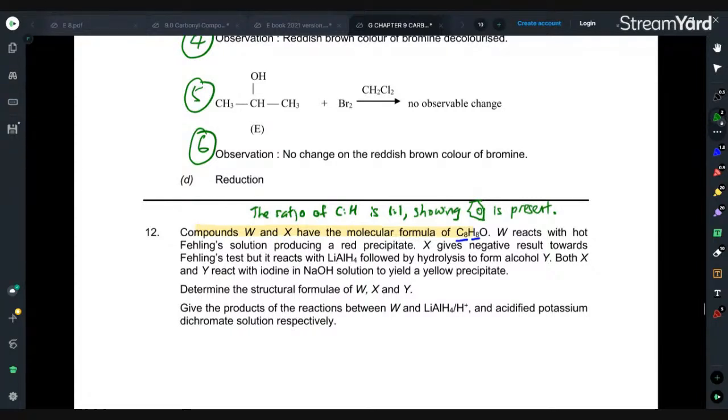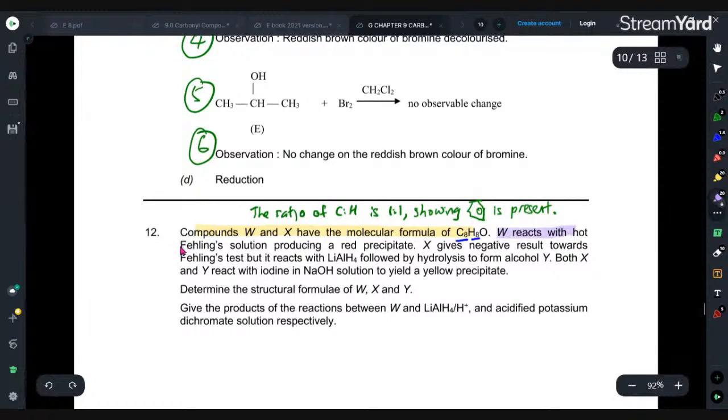Now the second statement. W reacts with Fehling's reagent to produce a red precipitate. From here I know W is an aldehyde. W is an aldehyde compound because it gives a positive test towards Fehling's reagent, which is a red precipitate. Just say it, you write it yourself. W is an aldehyde compound because it gives a positive result towards the Fehling reaction, which is a red precipitate.